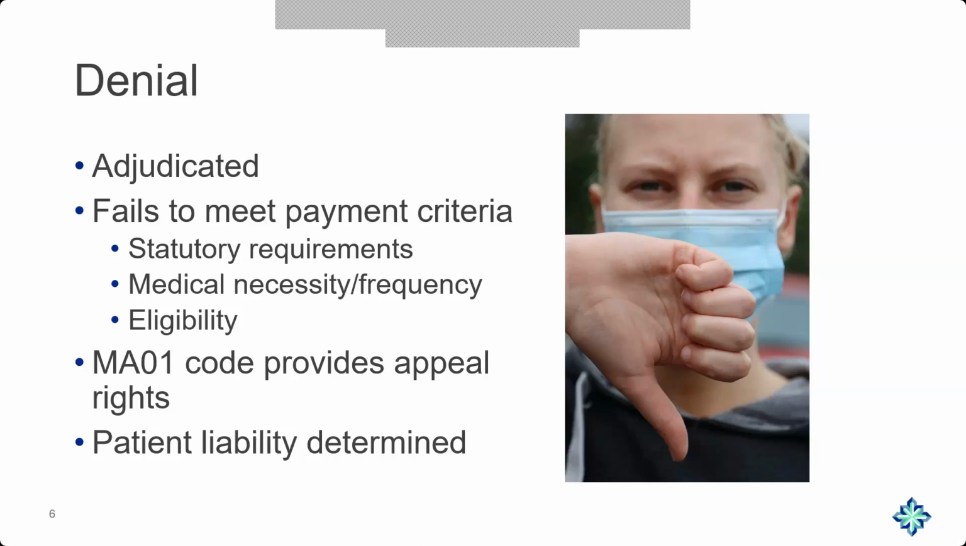Other reasons for denials, and these are just a few examples, are due to eligibility. This could be that the beneficiary was not eligible on the date of service. Maybe his or her coverage had not yet started when the service was billed, or maybe his or her coverage had already terminated when the service was billed. So, beneficiary eligibility. There are also denials that occur due to provider eligibility.